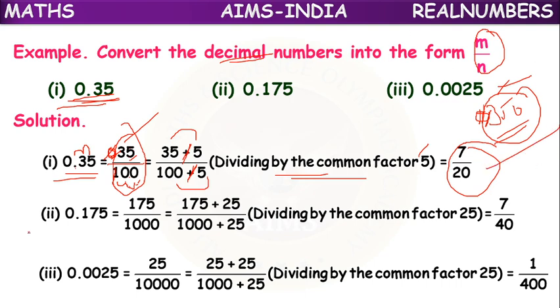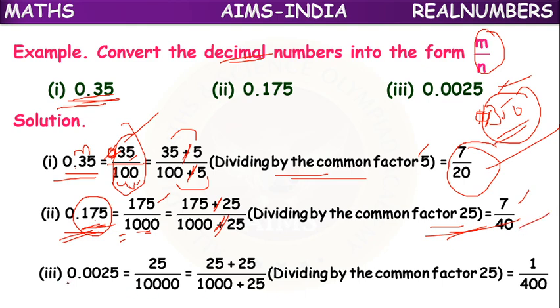In the same way, 0.175. After the decimal point, how many places are there, children? 3 places are there. So we can remove the decimal. The 0 point does not have any value. 0 on the extreme left has no value. We can take 175. Because 3 places are there, we will take 1 and 3 zeros. So 175 by 1000. We will divide by the common factor 25. So the answer is 7 by 40.